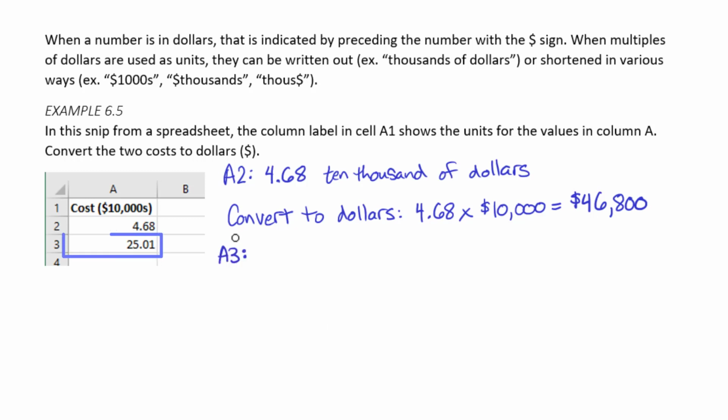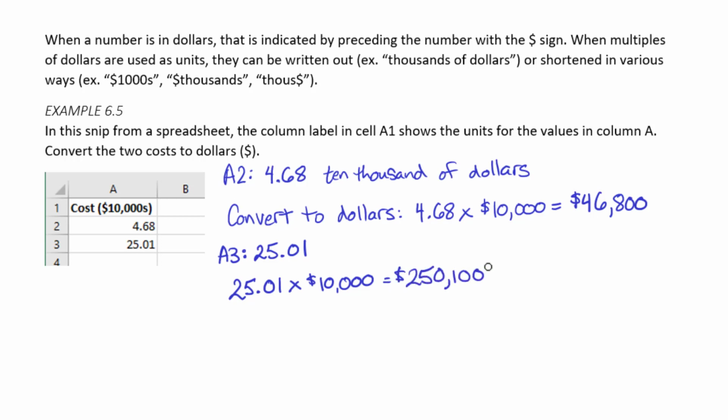What about the number in cell A3? Go ahead and pause the video and do this yourself if you've got the idea. In cell A3, we have 2501. That number is in tens of thousands. So to convert it to dollars, we multiply 25.01 times $10,000, and you get $250,100.